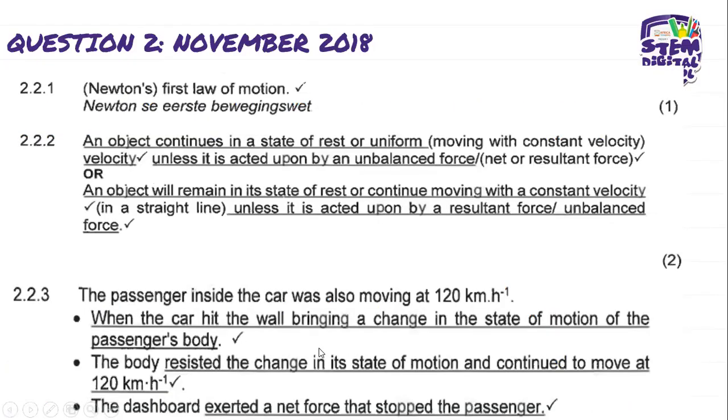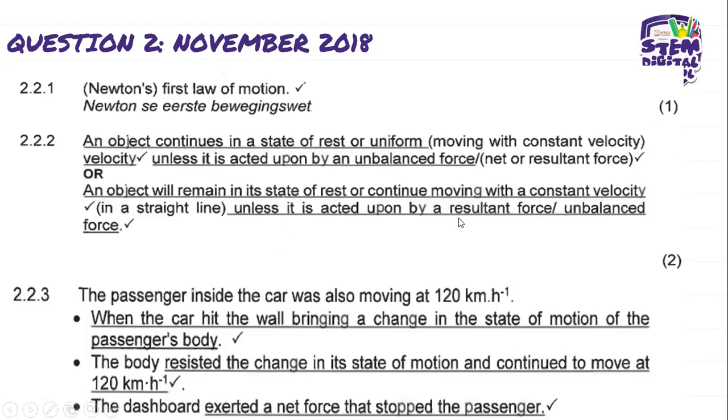And to state it, put simply, we know this: an object continues in a state of rest or uniform velocity unless it is acted upon by an unbalanced force or a net force or a resultant force, or what we refer to as a non-zero net force. It all means the same thing. So there, you should be able to see that there are keywords and they are underlined, so you cannot omit any of the words altogether.